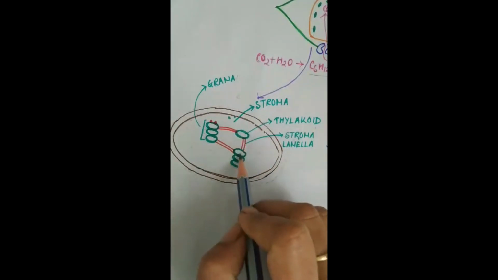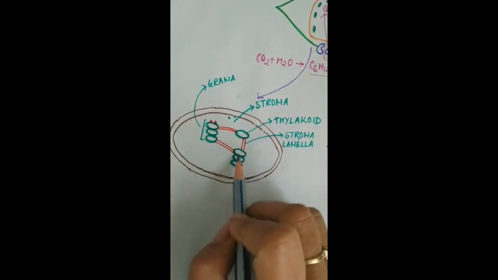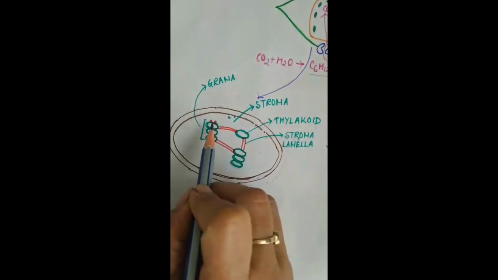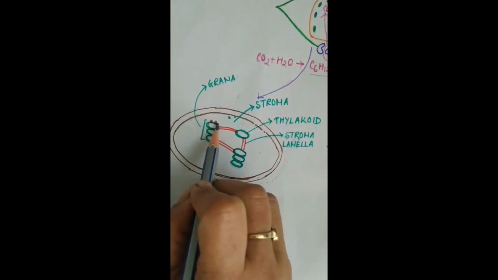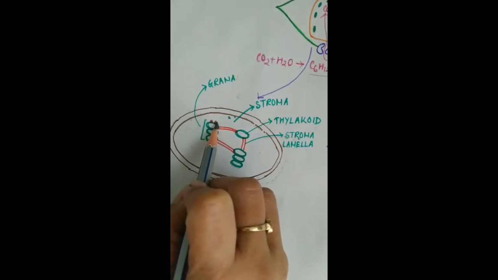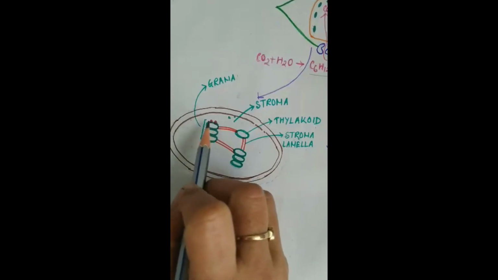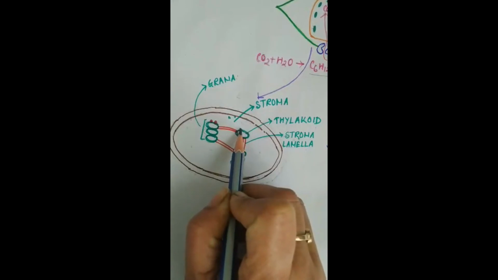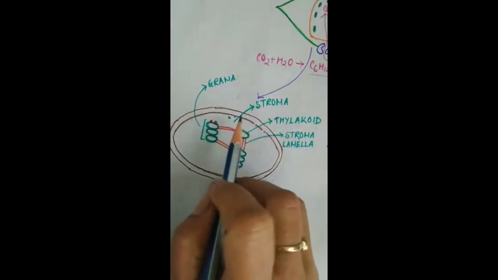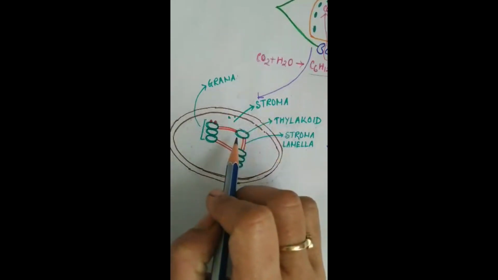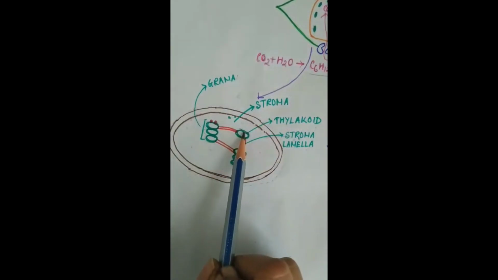And each grana and the single thylakoids are joined with connections which are known as stroma lamella. In the outer membrane of this thylakoid, this dotted structure you are seeing here, these are called photosystems. It means photosystems are present in the membrane of the thylakoid. In the photosystem, the main part of photosynthesis, the pigments, are present which trap the light energy, and finally the light reaction takes place here.